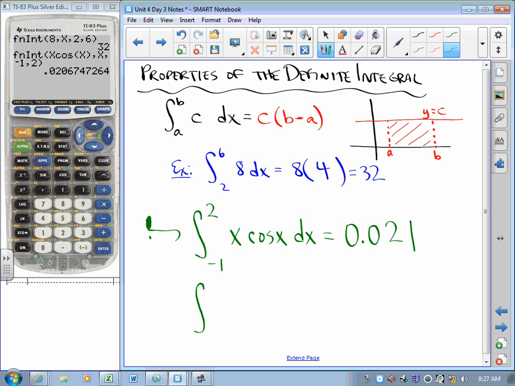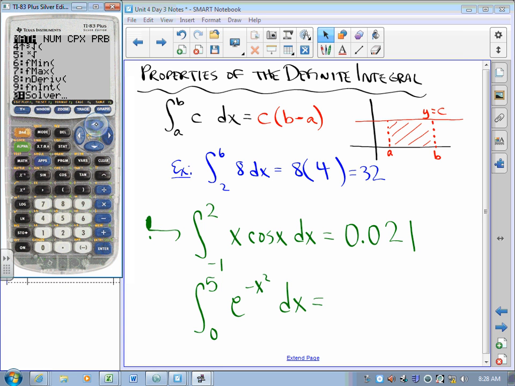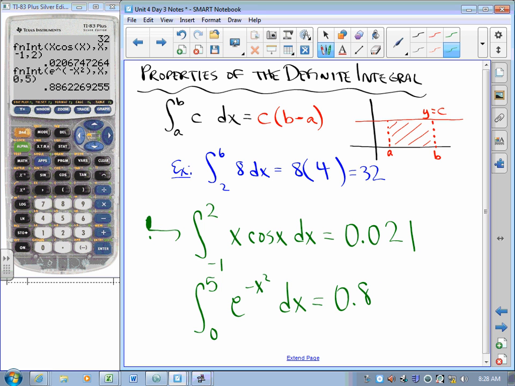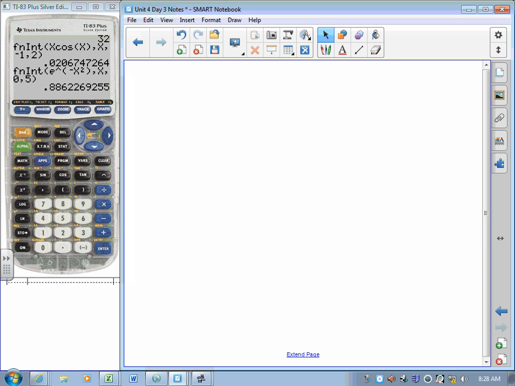Similarly, if I want to find the integral from 0 to 5 of e to the -x squared dx, I ask my calculator for the function integral of e to the negative x squared dx from 0 to 5, and the calculator tells me the answer. I round to three decimal places or truncate, either way. Now, because I have a calculator does not mean I should lose my brain.